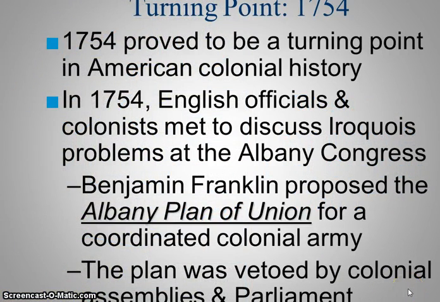So 1754 turns out to be kind of a turning point in American colonial history. In 1754, English officials and colonists met to discuss the Iroquois problems because the Iroquois were sort of pushing back at the Albany Congress. Benjamin Franklin proposed the Albany Plan of Union, which would have coordinated a colonial army. The plan was vetoed by the colonial assemblies and by the British Parliament, but it is the first attempt at unification among the colonies.